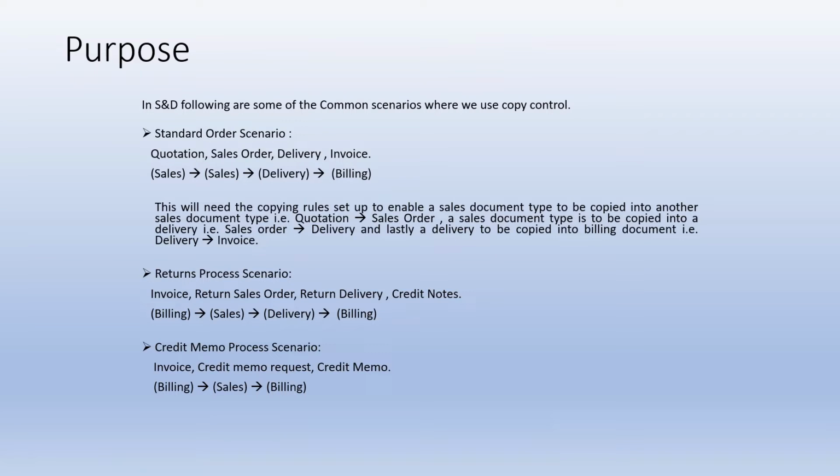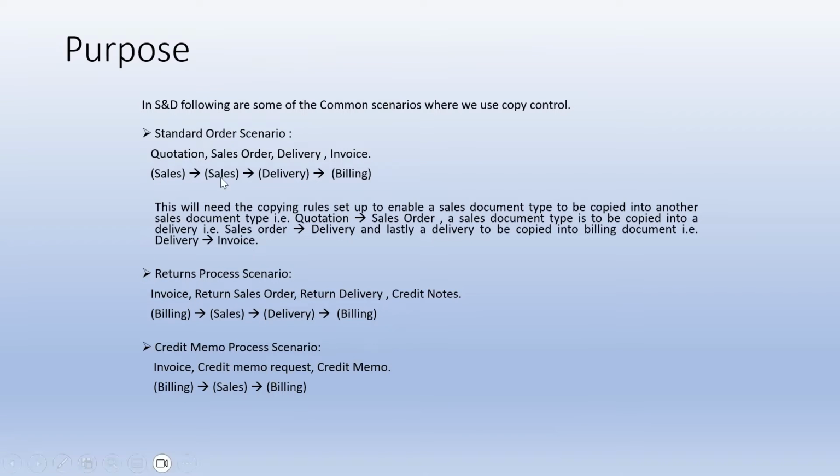Then next scenario is credit memo. Credit memo is billing to sales and then sales to billing. Okay, so when we are issuing a credit memo, let's say for returns or for any other credit we are returning, we will create a sales order with reference to your billing document, and then there is no delivery, so directly invoice will be created. So this is your order related billing scenario. So copy control will be maintained from your sales to billing directly. In first two scenarios, it is from sales to delivery, but here it is sales to billing directly. Okay, so these are the scenarios which can be there.